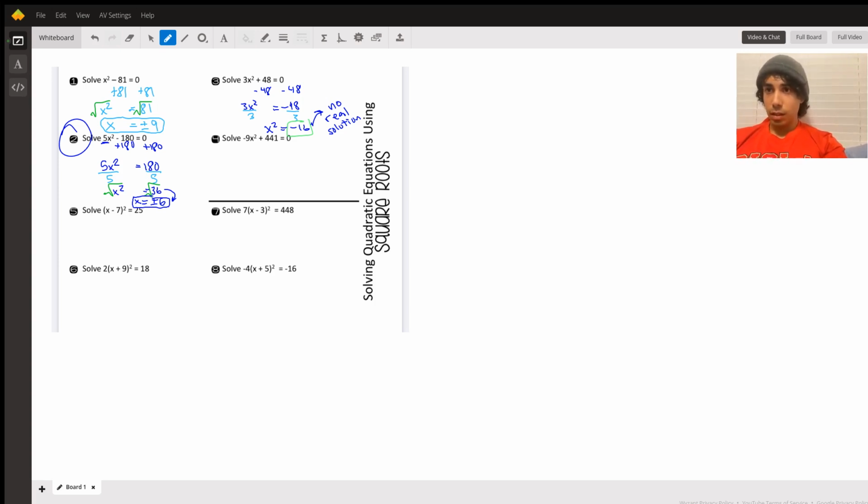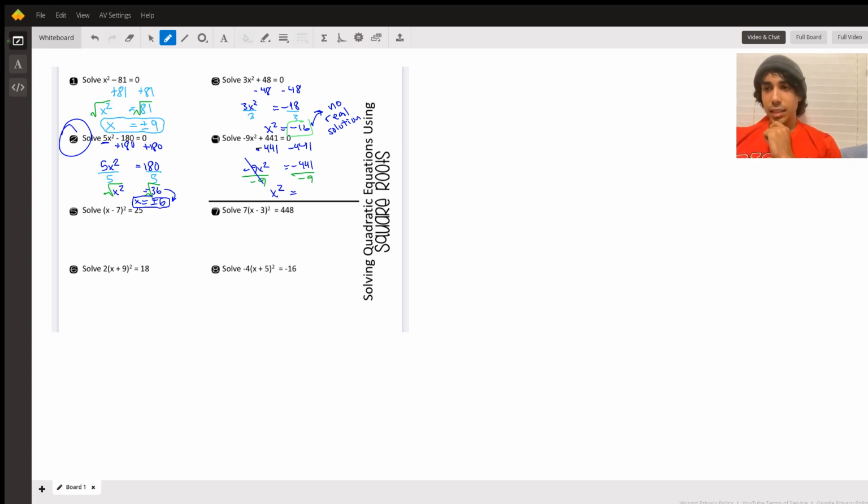All right, so we're going to do the same thing here. We do our addition and subtraction first. So we're going to subtract 441 on both sides of our equal sign, and then we'll get negative 9x squared equals negative 441. And then we're going to do our multiplication or division. So we're going to divide out, making sure we divide out that negative 9. We got to get rid of the negative. And then that will cancel out, and x squared equals negative 441 divided by negative 9. Let's see what that is.